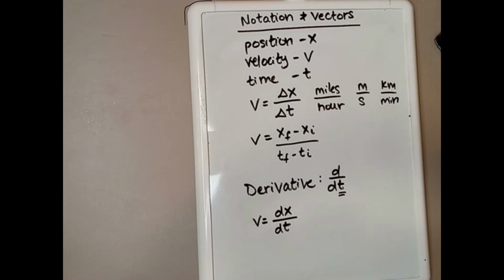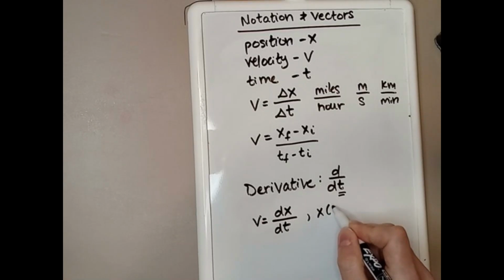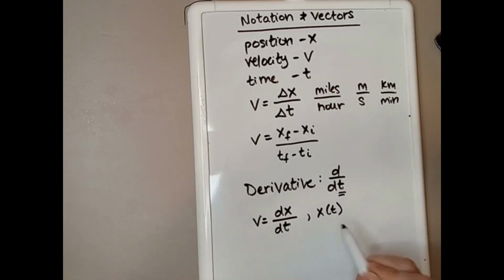So in our case of velocity, we say that x is a function of t. So what that looks like is x parentheses t. And what that means is that our function of position is going to depend on time. So as time goes forward, your position changes. Your position is dependent on time. So x is a function of t. So velocity, as we take our change in position, we are taking a derivative of x with respect to t.